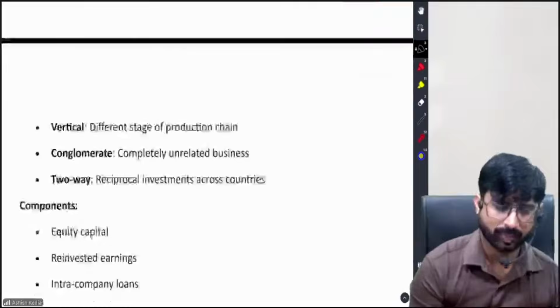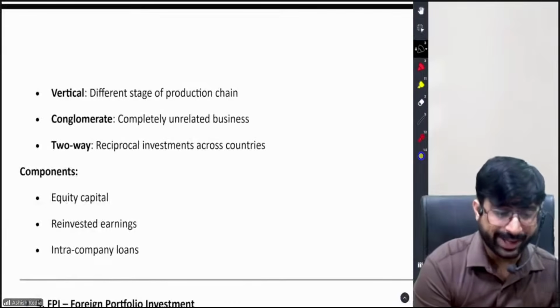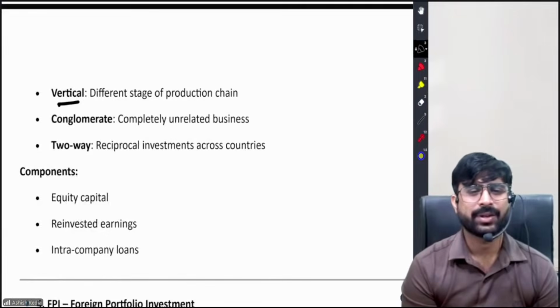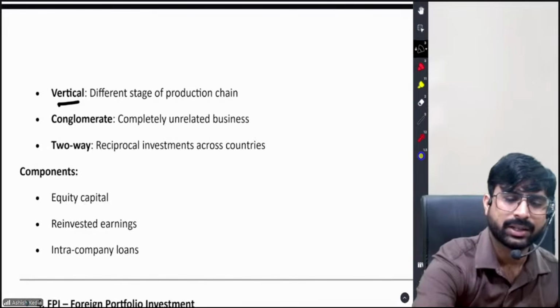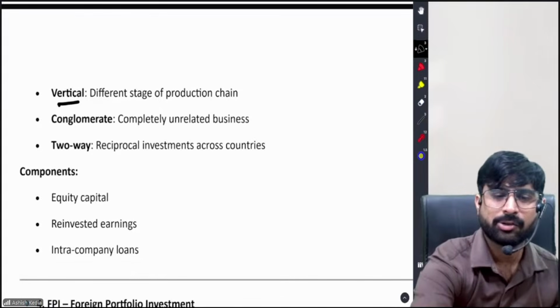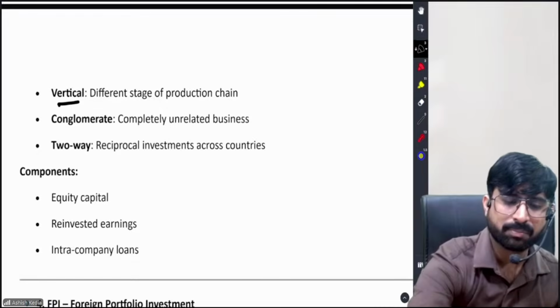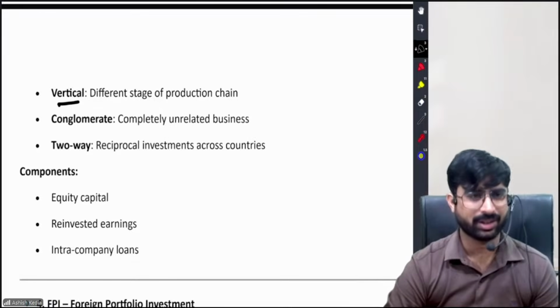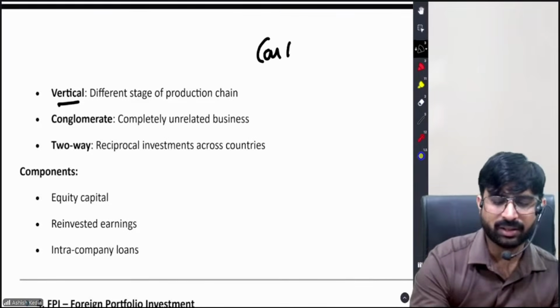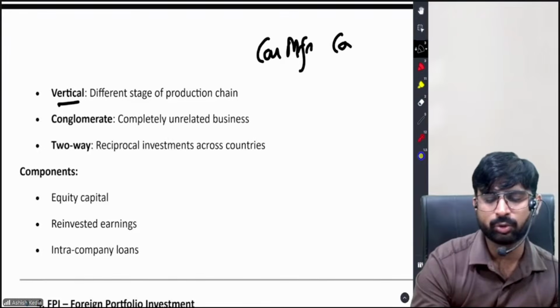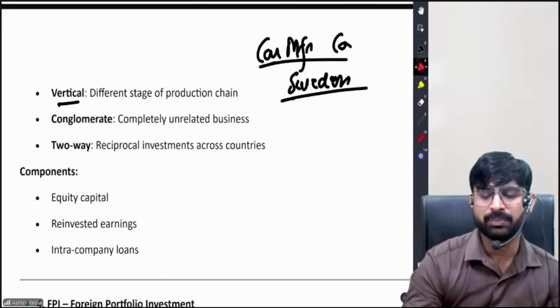Next, we have vertical FDI. Now that's interesting, friends. What is this vertical FDI? Vertical FDI means you are investing in some part of the process. Let me give you an example, okay? Let's say there is a car manufacturing company in Sweden.